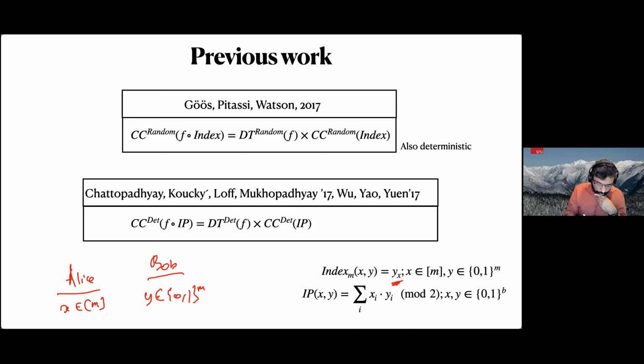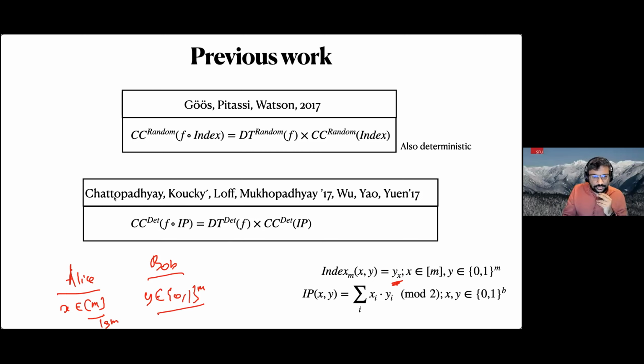If you look at the size of Alice's input, this is just logarithmic in m, whereas the size of Bob's input is exactly m. So compared to the size of Alice's input, Bob's input is exponentially larger. And this makes the hard direction of the lifting theorem somewhat easier.